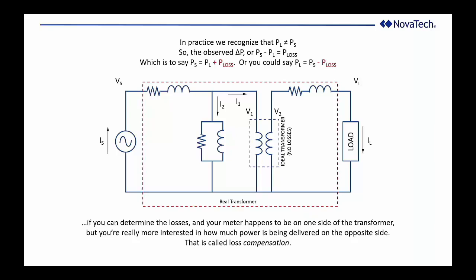But the CTs and PTs are going to be much less expensive if I put them on the low side, on the 12470 side of the transformer, so it's very likely that's where the meter would be.